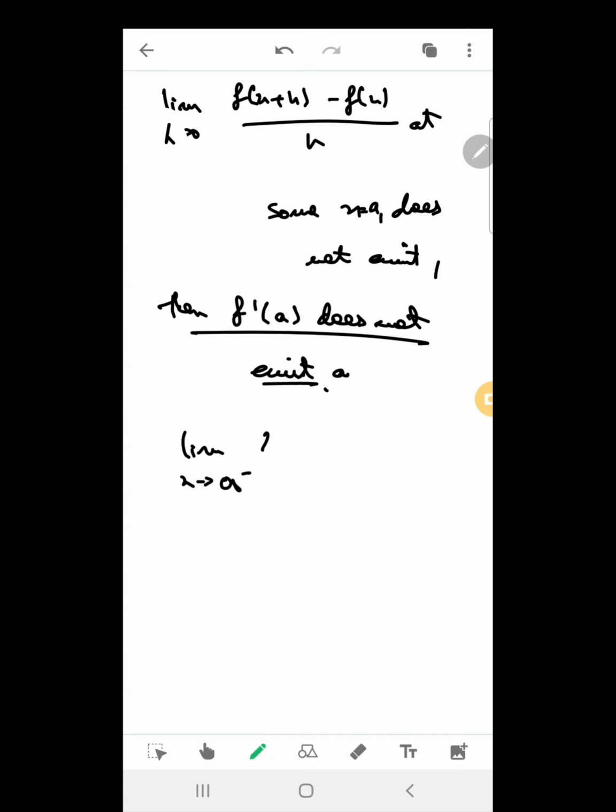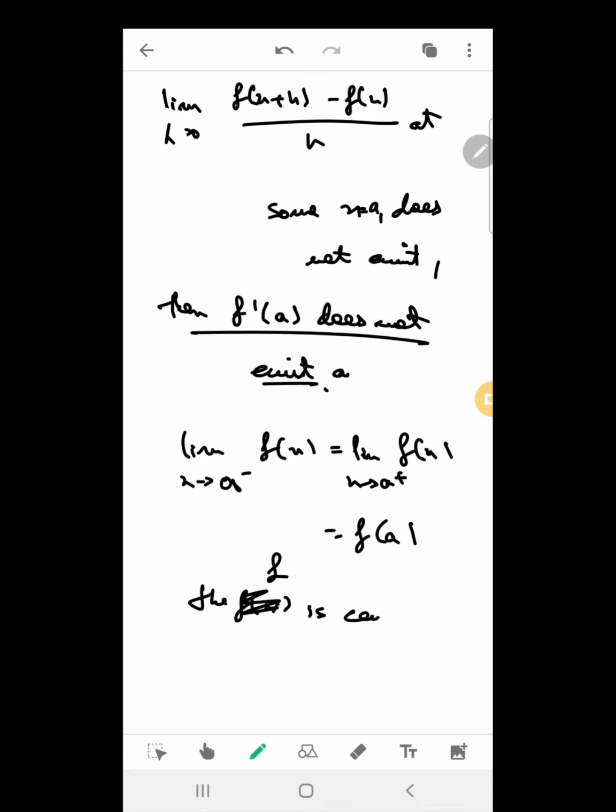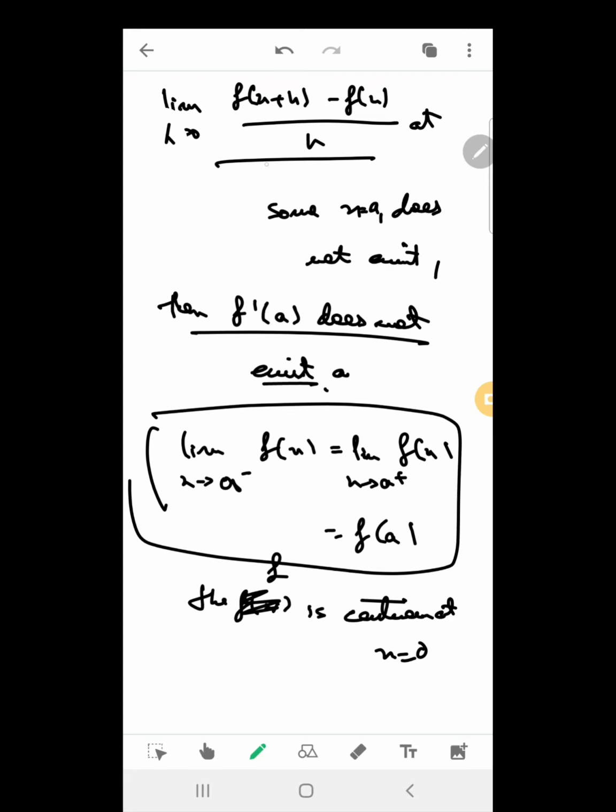Clear? And if the limit as x tends to a minus equals the limit as x tends to a plus equals f(a), then f is continuous at x equals a. For something to be differentiable it must be continuous, but if it is continuous it is not mandatory to be differentiable. The modulus function is an exact example of that. It is continuous at x equals 0 but not differentiable at x equals 0. Got it? Clear?